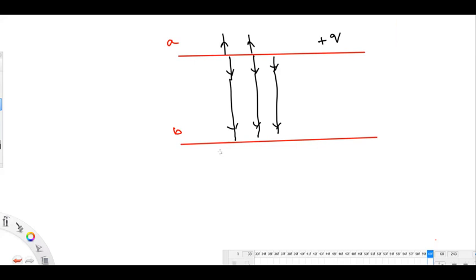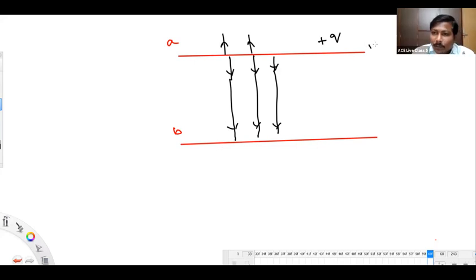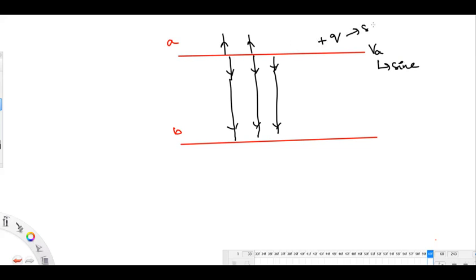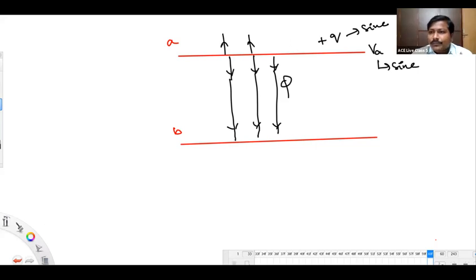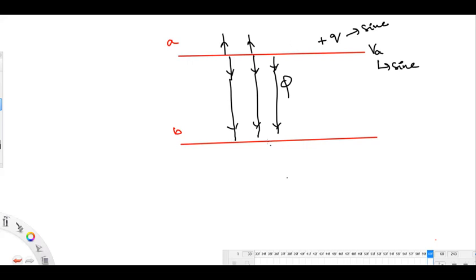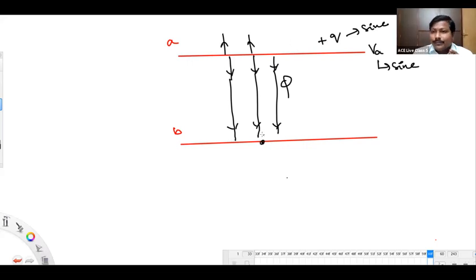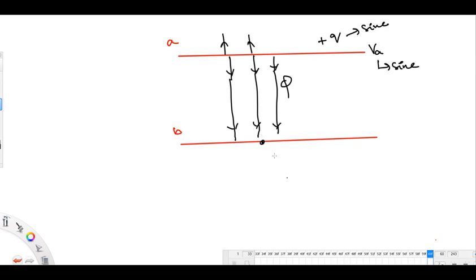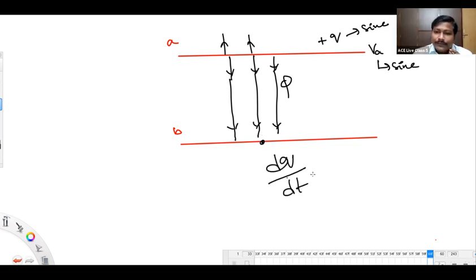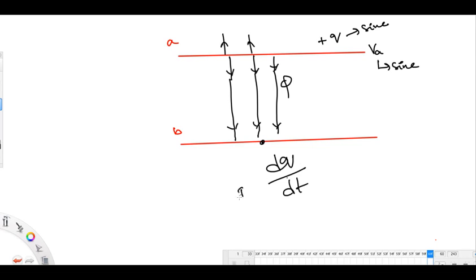But the operating voltage of conductor A is sinusoidal, and obviously the charge is also sinusoidal, so this flux is also sinusoidal. Whenever the sinusoidal flux links with conductor B, it experiences a rate of change of electric flux. What do you mean by rate of change of electric flux? Current will be induced in it, sir. That's the charging current.